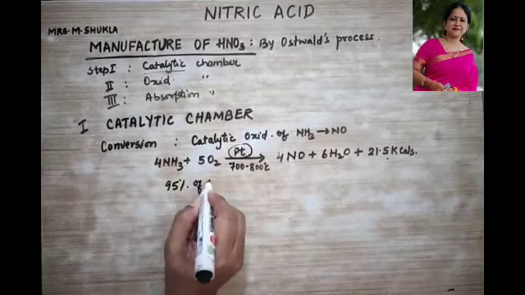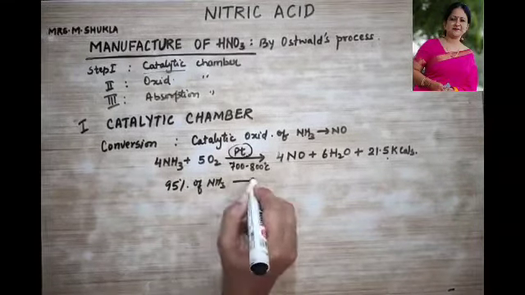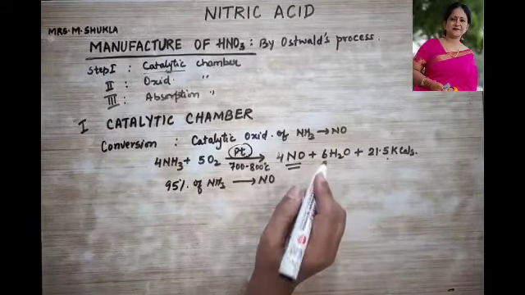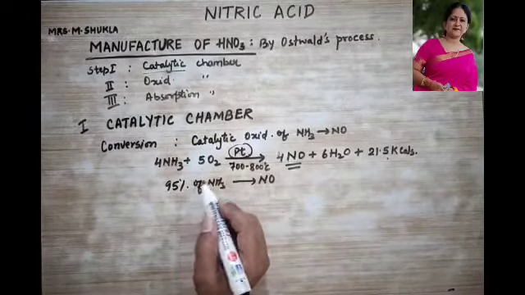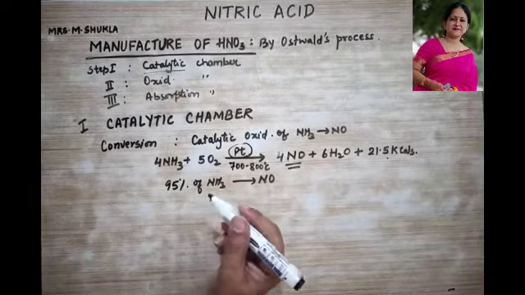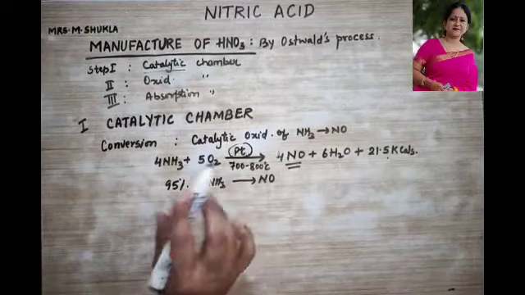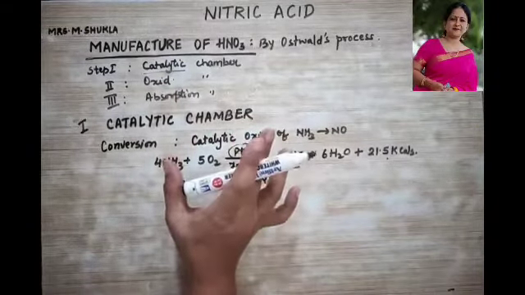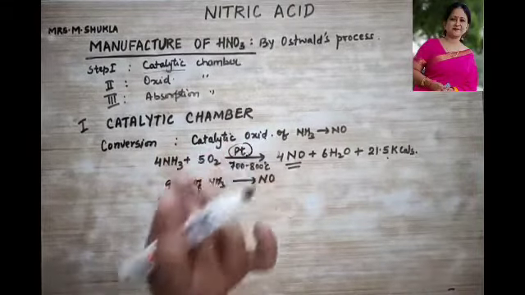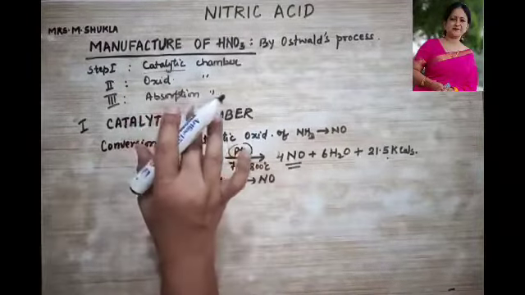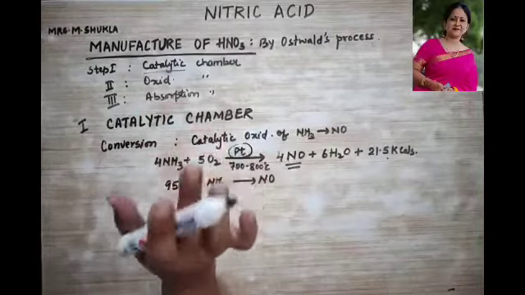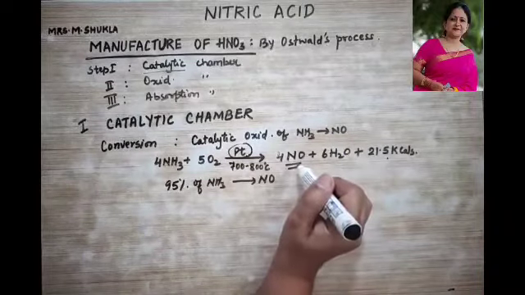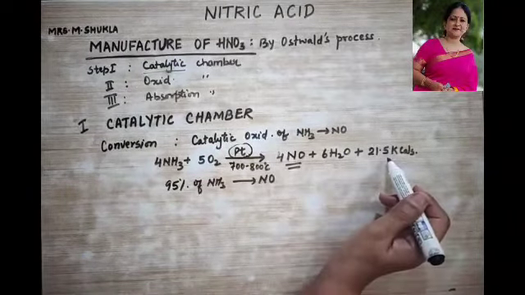95% of ammonia is converted into nitric oxide. And the remaining 5% is left to burn to nitrogen and steam. So, once again, the gist of the catalytic chamber: what is the catalyst we are using? Platinum gauze, which is initially heated. Then in this catalytic chamber the nitric oxide is formed, right? It is an exothermic reaction.